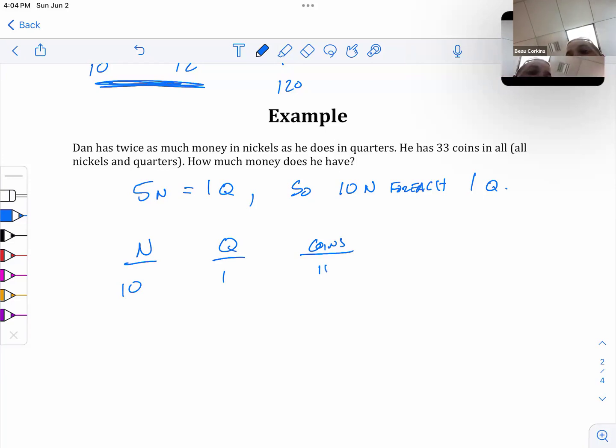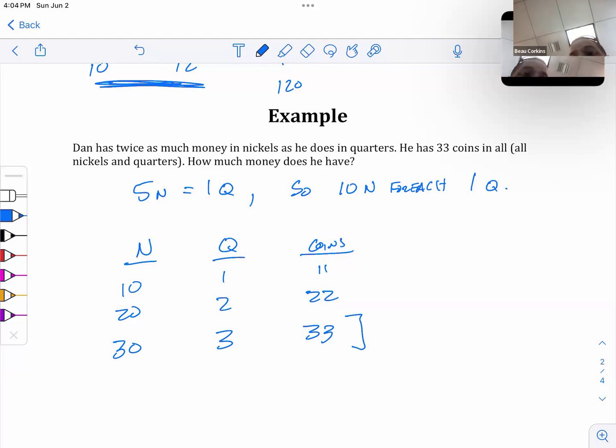Right? So I see the pattern with 11. If I have 10 nickels and 1 quarter, that's 11 coins. And I could write the next, we might as well. I could have skipped down to 33 is my point there, but we might as well write it. This is another example of making systematic lists. He has 33 coins, all right?